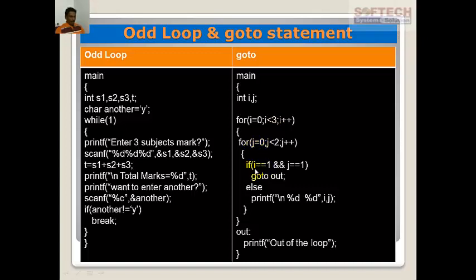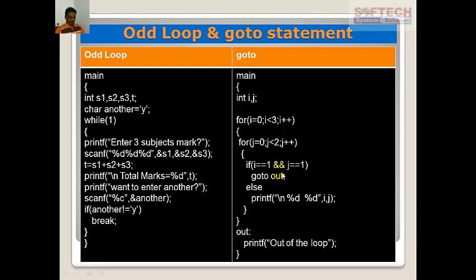So i value is 1. 1 equal to 1, true. But j value is 0. 0 equal to 1, false. So display 1 0. Then continue the inner loop. Now the new value of j is 1. i is already 1. 1 equal to 1, true. j is 1, 1 equal to 1, true. So both conditions are true. The total result of the condition is true. True means goto out, this statement is executed.